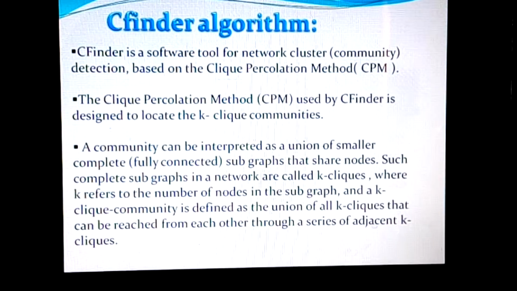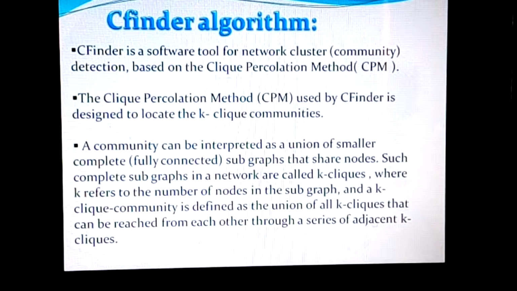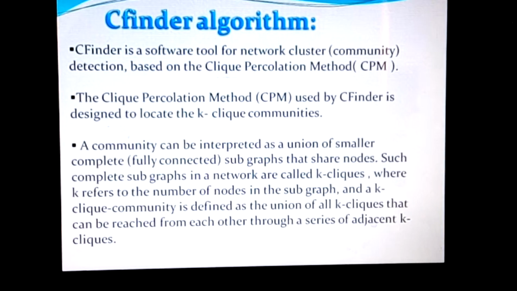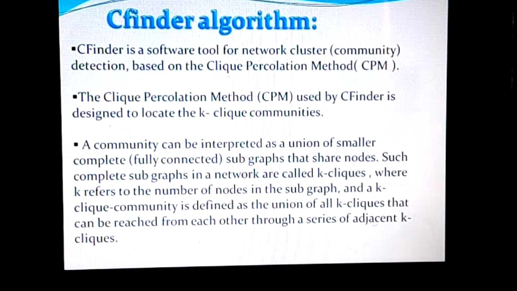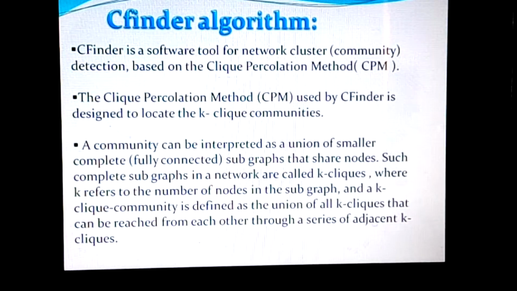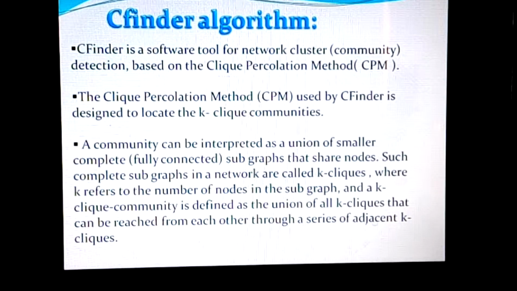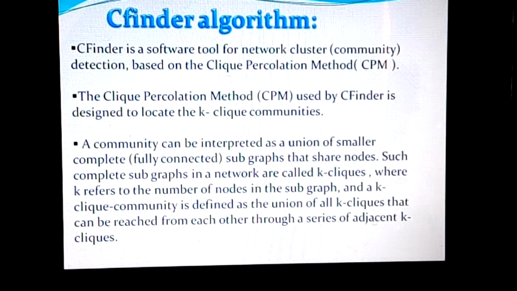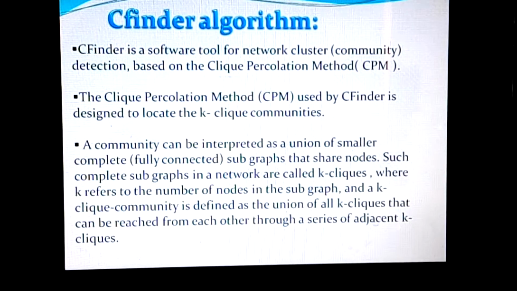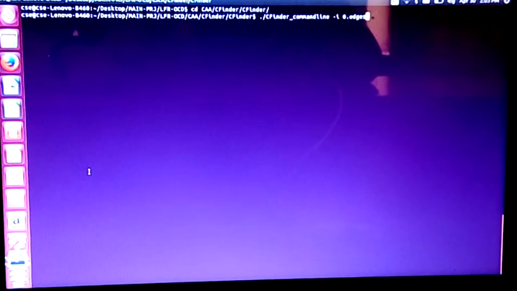CFinder algorithm. CFinder is a software tool for network cluster detection based on the CPM. CPM stands for the clique percolation method. This method is used by CFinder and is designed to locate the k-clique communities. In this algorithm, a community can be interpreted as a union of smaller complete subgraphs that share nodes. Here the complete subgraph is termed a k-clique, where k stands for the number of nodes in that complete subgraph.